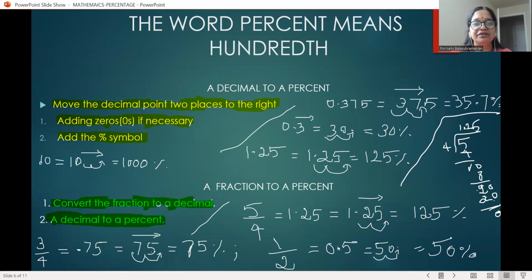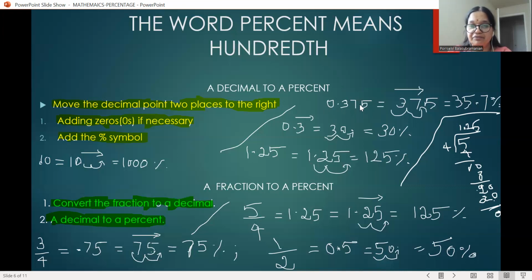Okay. Here we are going to convert from a decimal to a percent. So here you are going to move the decimal point two places to the right. Okay. Then you have to add 0 if necessary on the left hand side. And then you need to add the percentage symbol. When you convert from percent to a decimal, that time you have to remove the percentage symbol. You have to drop the symbol. Okay, here you have to add a percentage symbol when you convert a decimal to a percent, because the percentage symbol only will indicate that the value is the percentage value. Okay, you have to remember that one.